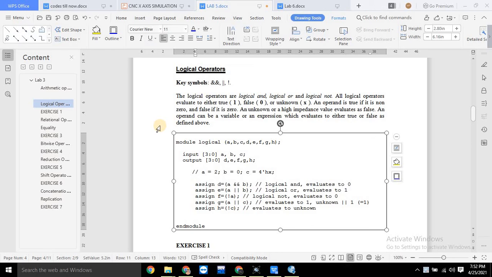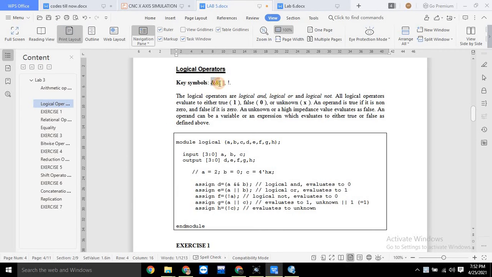Now coming to the next part of our lab, that is logical operators. We will be discussing logical AND, logical OR and logical NOT. What these symbols are basically responsible for: logical AND will compare two signals, and if any of the given signals is 0, it will evaluate the resultant signal to 0. And for OR, if any of the given signals is 1, it will evaluate itself to 1. And for NOT, it will be the opposite of the signal.